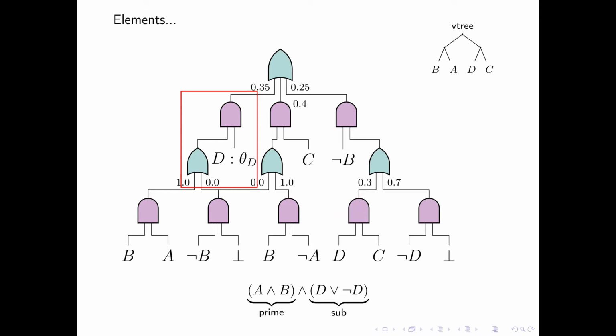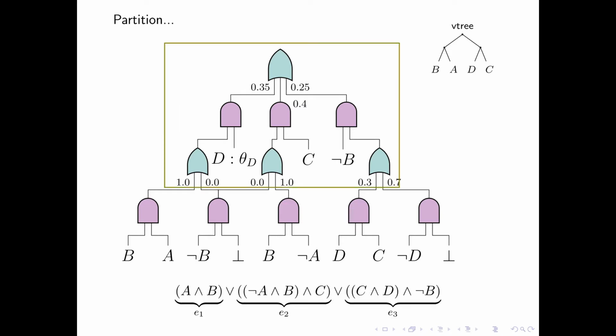The left child of an AND gate is also called a prime, and the right child is called the sub. And so, for instance, here we can see that the PSDD obeys the V tree, since on the left-hand side we have the conjunction A and B, which is on the left-hand side of the V tree, and on the right-hand side we have D or not D, which is inside the scope of the right-hand side of the V tree. And so this AND gate, together with its children, is called an element. A partition is a disjunction node together with its children elements.